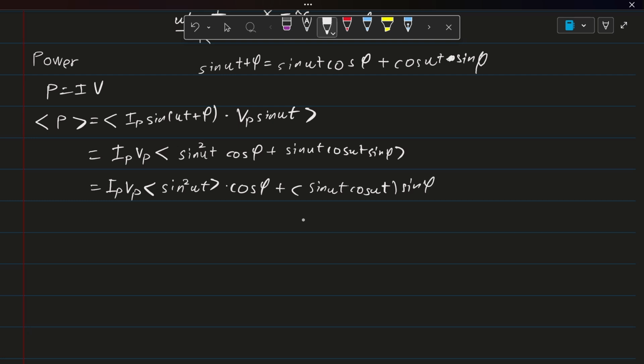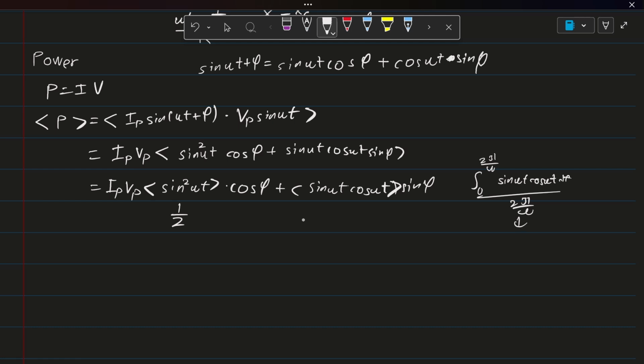Now, we have already figured out the average of sine squared omega t, which is 1/2. We derived this early on when we did RMS. And now what about the value of sine omega t cosine omega t? We could just put this into our formula. So it's the integral from 0 to 2 pi over omega of sine omega t cosine omega t dt, over 2 pi over omega.